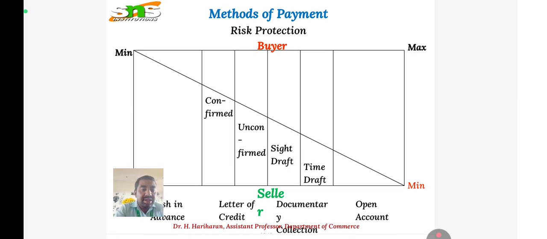Methods of payment and their risk. Among the four methods of payment, in cash in advance the risk level is higher for the buyer, whereas the risk level is minimum for the seller. In letter of credit there is not that much risk for the buyer, and it reduces further in documentary collection, where it is vice versa. By seeing the diagram itself, we can understand clearly in which mode of payment the risk belongs to which person.